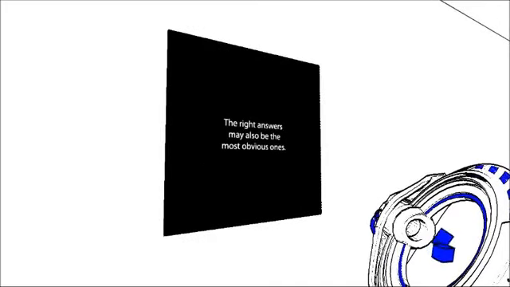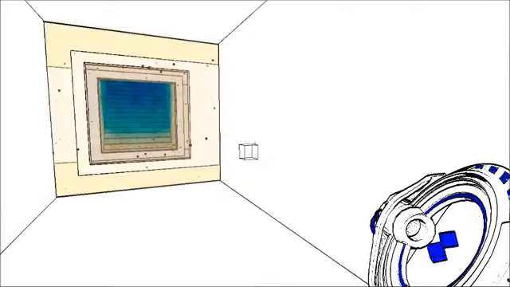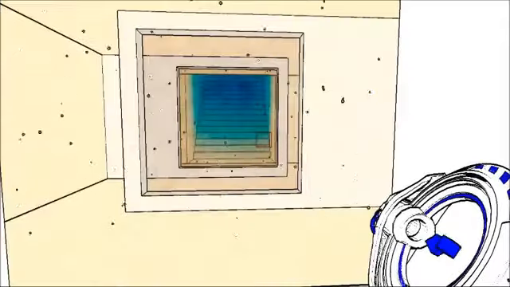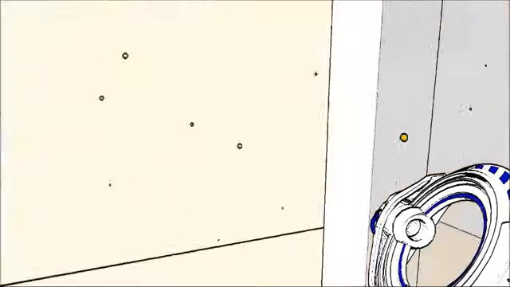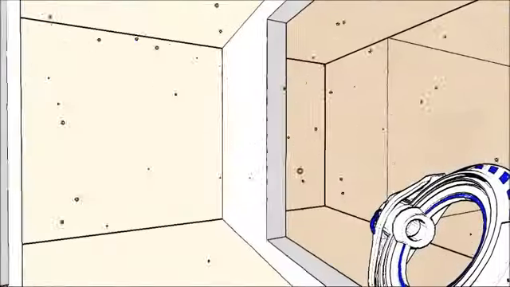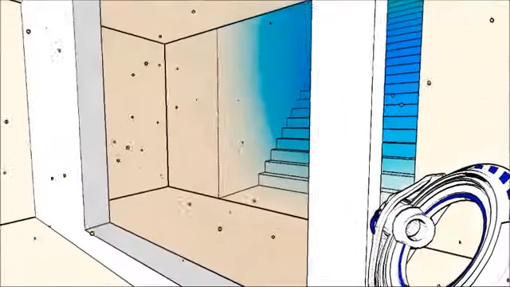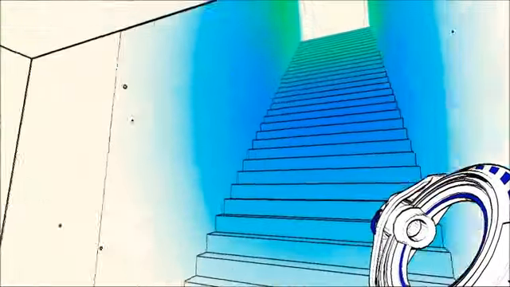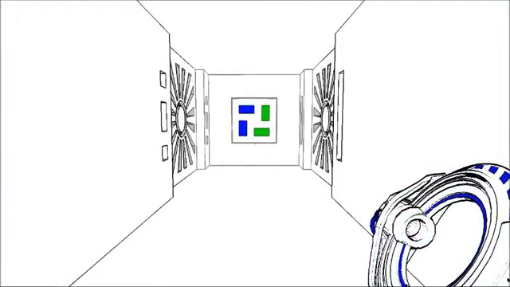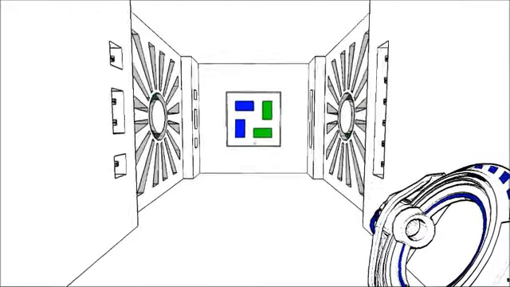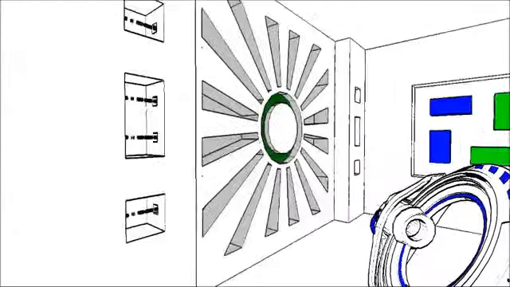The right answers may also be the most obvious ones. This game is so cool, all the atmosphere without atmosphere, just the sound effects feel like, I don't know, like you're really in some sort of jungle or rainforest, but you're not really there. Great work on the sound direction.